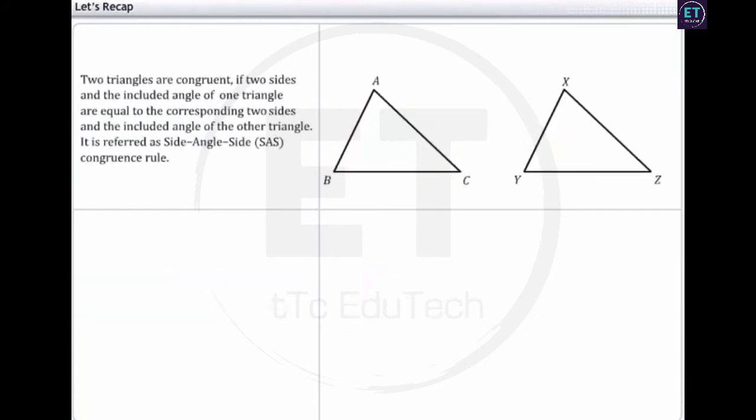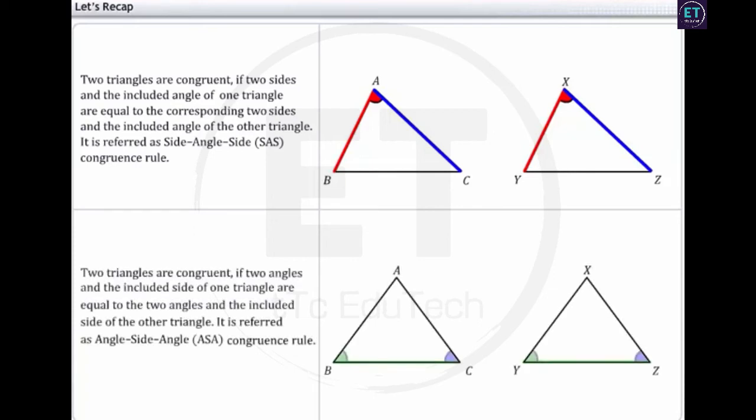Two triangles are congruent if two sides and the included angle of one triangle are equal to the corresponding two sides and the included angle of the other triangle. It is referred to as the side-angle-side or SAS Congruence Rule. Two triangles are congruent if two angles and the included side of one triangle are equal to the two angles and the included side of the other triangle. It is referred to as the angle-side-angle or ASA Congruence Rule.